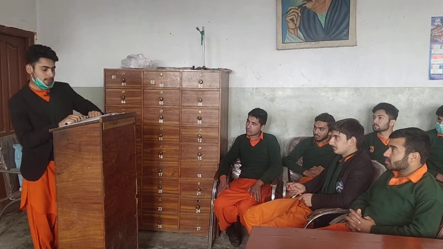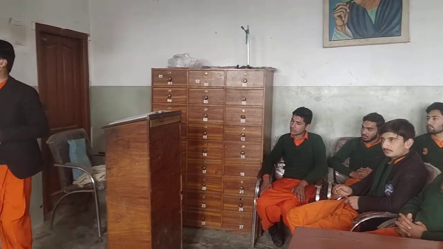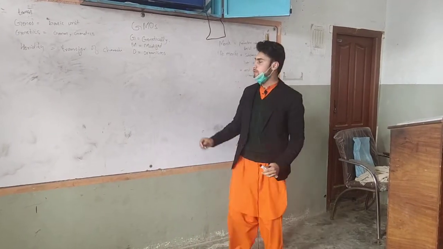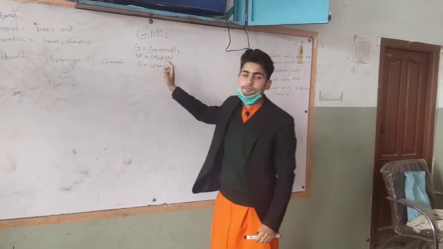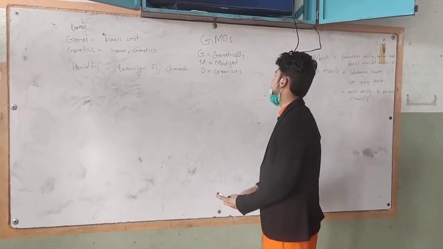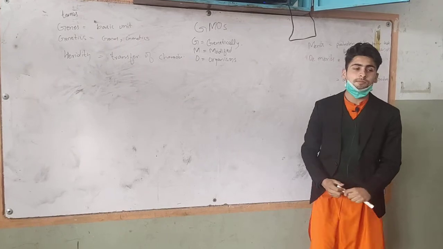So today's topic of my presentation is genetically modified organism, GMOs. So firstly, what is GMOs? What is the abbreviation of GMOs? G for genetically, M for modified, and O for organism. So GMOs mean genetically modified organism. Now the question arises, what is genetically modified organism?